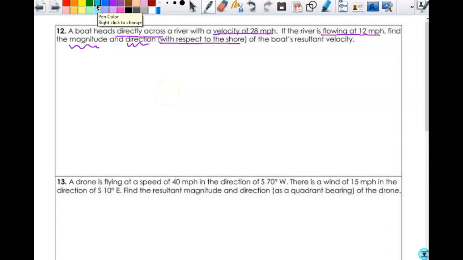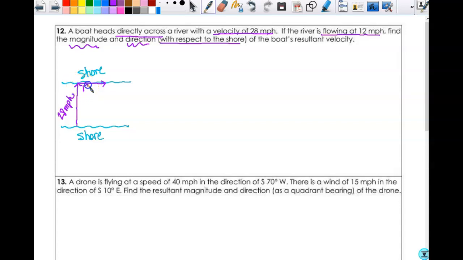Okie dokie. So let's say that this is our river. This is the shore. This is the shore. So our water's in here. All right, so our boat heads directly across the river with a velocity of 28 miles per hour. So it's going across the river. This is 28 miles per hour. The river is flowing at 12 miles per hour. 12 miles per hour. So our resultant vector looks like this.